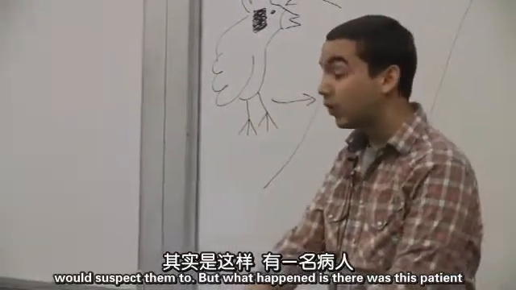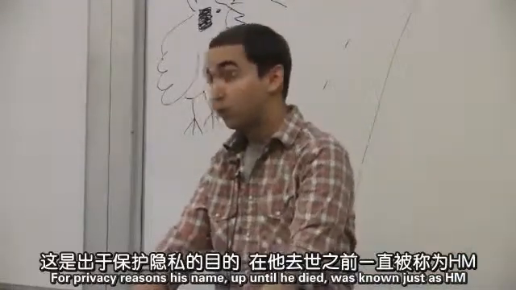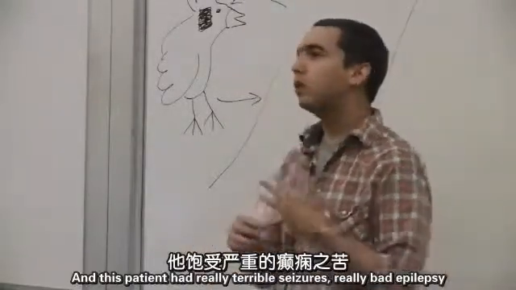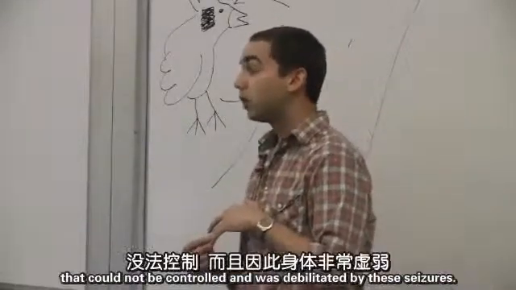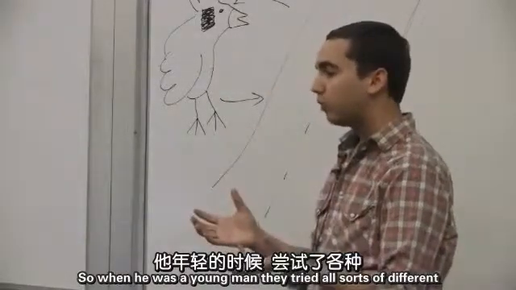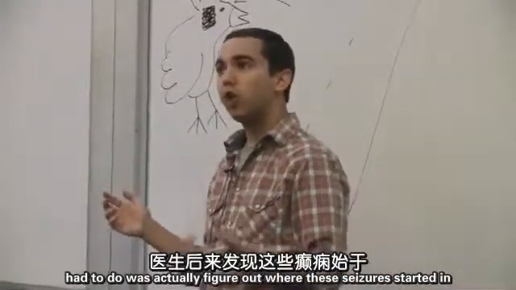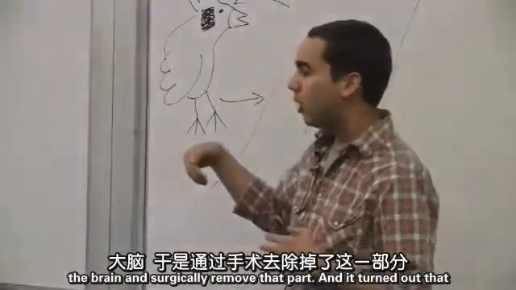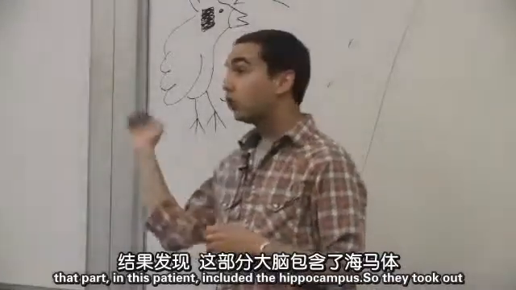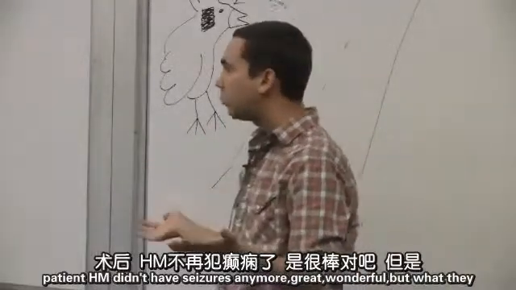What happened is there was this patient, one of the most famous patients in all of neuroscience, named HM. For privacy reasons, his name up until he died was known just as HM. This patient had really terrible seizures, really bad epilepsy that could not be controlled, and he was debilitated by these seizures. So when he was a young man, they tried all sorts of different techniques to control these seizures, and in the end what they had to do was figure out where these seizures started in the brain and surgically remove that part. It turned out that that part in this patient included the hippocampus. So they took out the hippocampus on both sides of the brain, and after the surgery, patient HM didn't have seizures anymore.